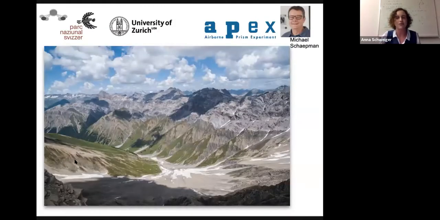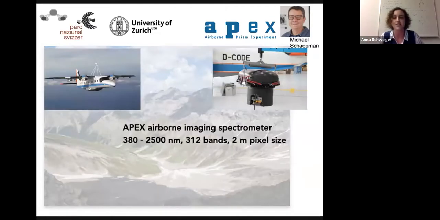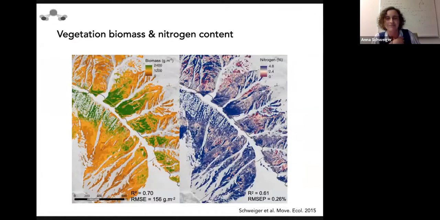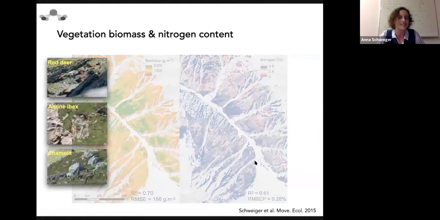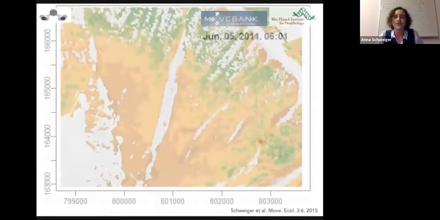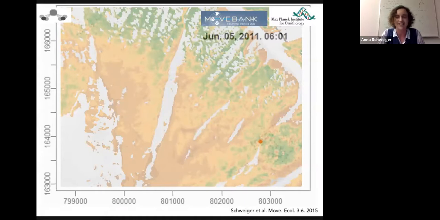The next couple of slides are from a project aimed at mapping vegetation characteristics in the Swiss National Park with APEX, which is an imaging spectrometer. We used the workflow I just showed before to map a bunch of vegetation characteristics, including plant biomass and nitrogen content. And this is at 2 meter squared spatial resolution. In this case, we used the resulting maps to investigate the forage resource use patterns of 3 ungulate species that occur at high densities in this area. So for this, we radio-collared individuals and used the GPS data to infer behavioral patterns from the GPS fixes. Then we compared the vegetation characteristics among the species' foraging areas.